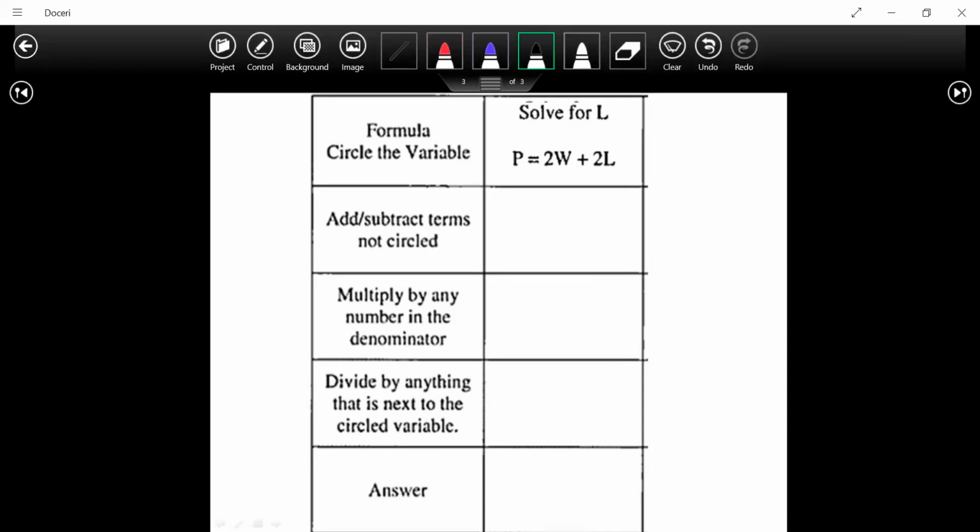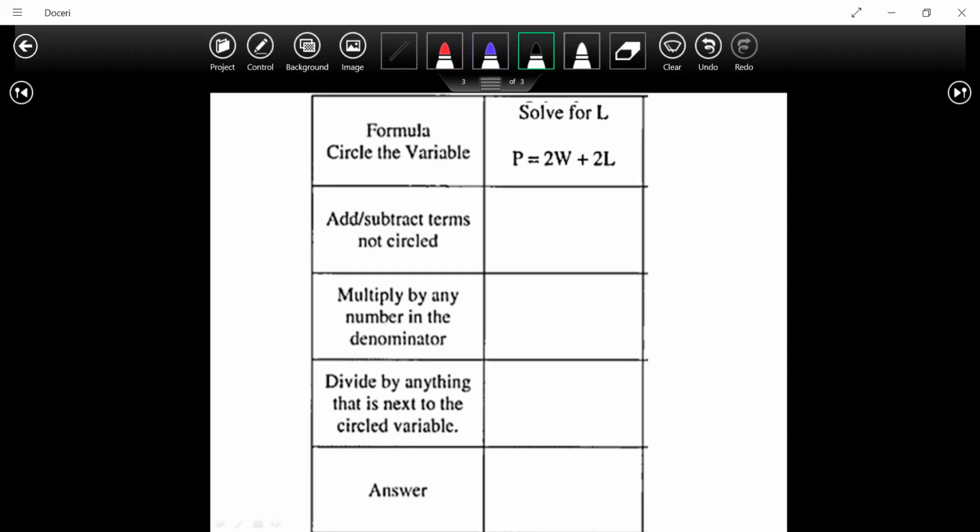Solving literal equations is very helpful when looking at various types of actual formulas. Formulas are literal equations because they have multiple variables in them. Looking at this formula, can someone tell me what it's from? P is equal to 2W plus 2L. Of what? It's the perimeter of what? Rectangles. The perimeter is equal to twice the width plus twice the length. Awesome. Good job.